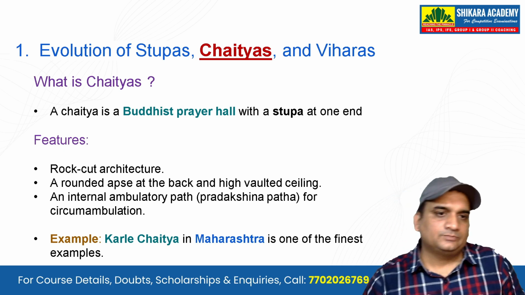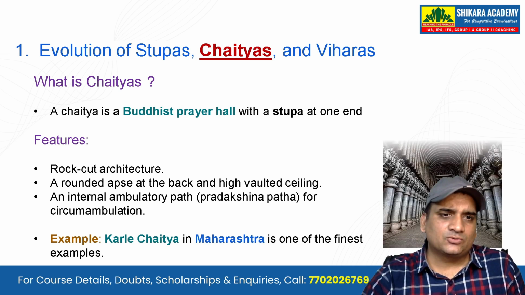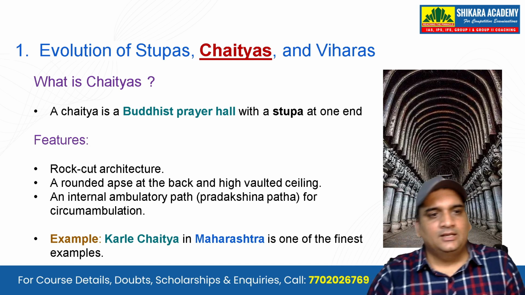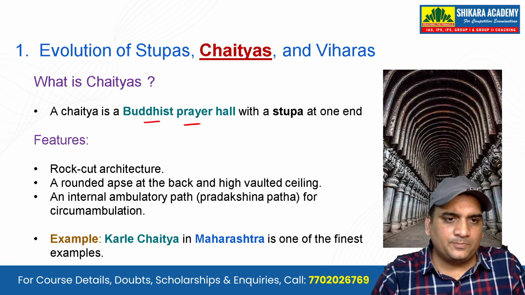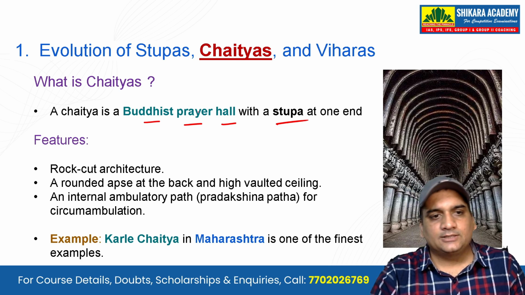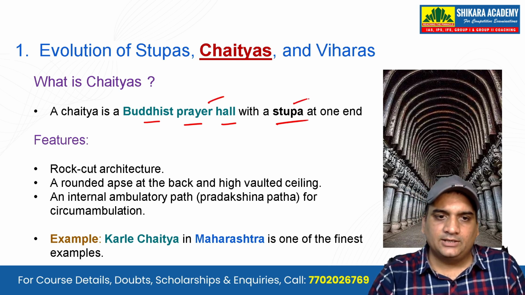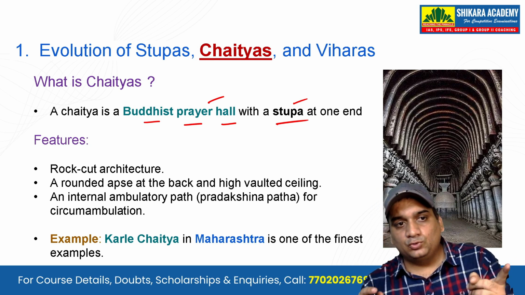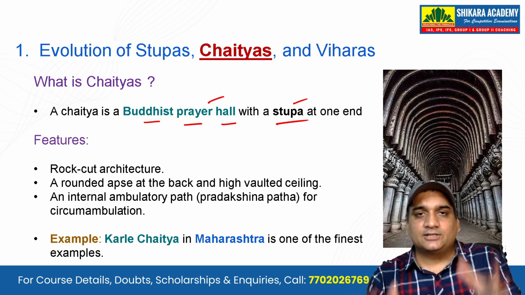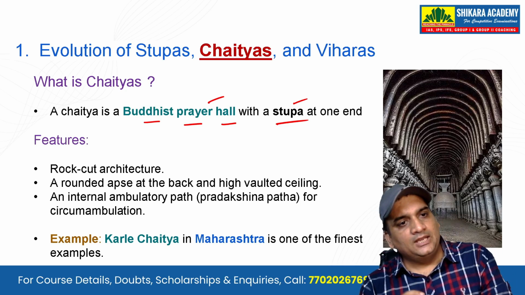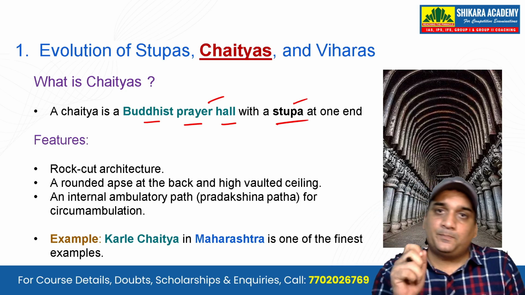Okay, now let's see chaityas. What are the chaityas? And I also asked you about one chaitya. A chaitya is a Buddhist prayer hall with a stupa. It's a Buddhist prayer hall where there is a stupa at the end of it. The first one, stupa, was what? A mound-like, dome-like structure where the remains of Gautam Buddha are kept. But a chaitya is a Buddhist prayer hall.